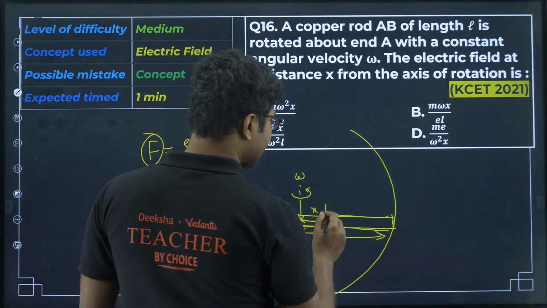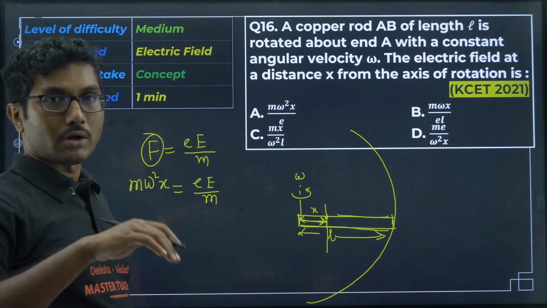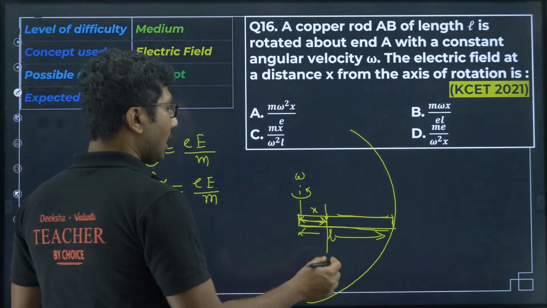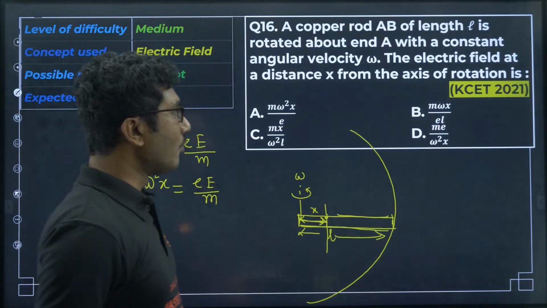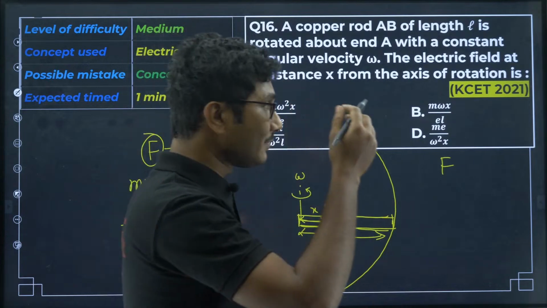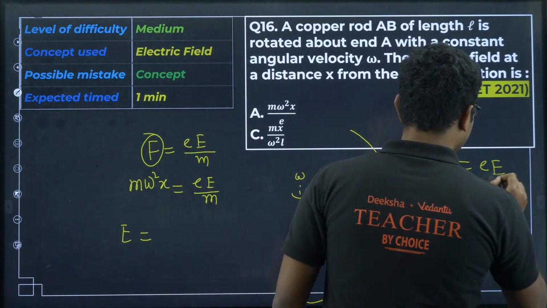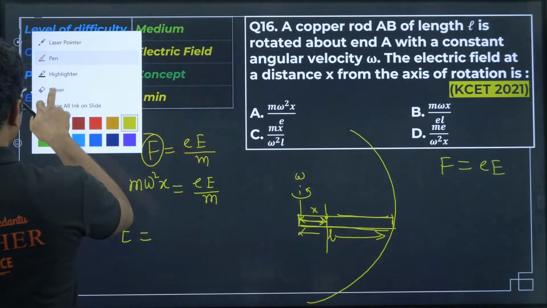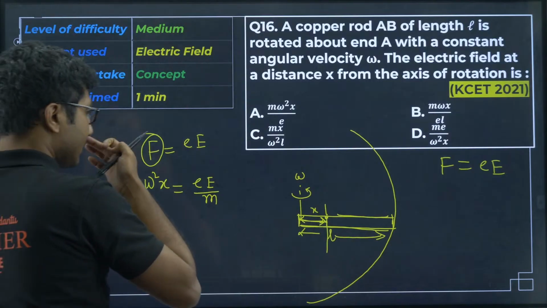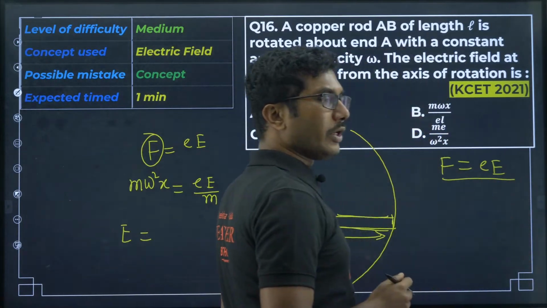What we have to understand is that electrons rotating along with the copper rod are producing the electric field here. And we know the relationship between force and electric field: force is basically E into e, not E into e by m. Why are you considering m here? M will not be there, that is the acceleration. So, force is basically E into e.